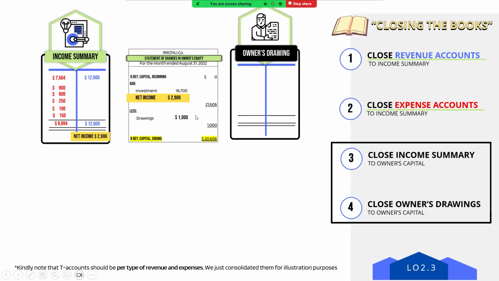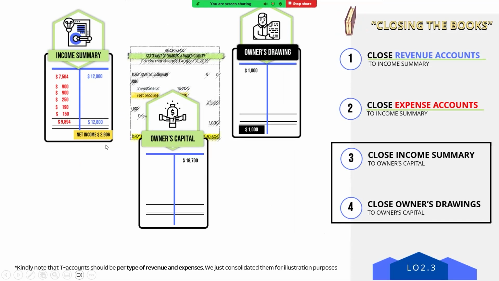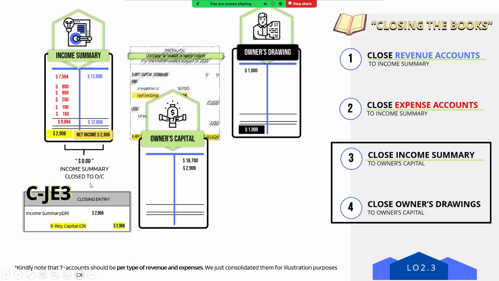And then our owner's drawings would be a debit. So it has a debit balance of 1,000. So these are the two T accounts that we have to zero out to our owner's capital. So we have our beginning of 18,700. So next step is we zero out our income summary. To do that, we need a debit of 2,906 and a credit to owner's capital of 2,906 to zero it out. So our third journal entry would be debit income summary of 2,906, credit owner's capital of 2,906.